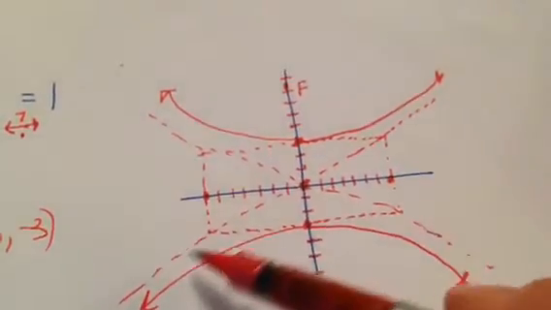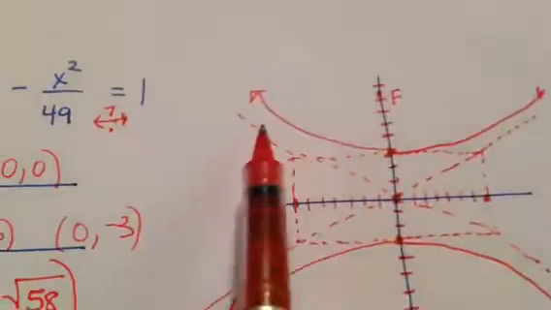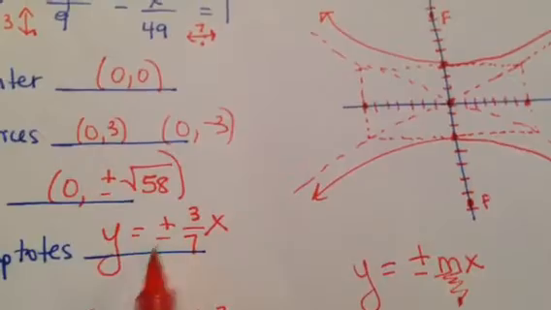There's two lines. One time it has positive slope, so that's why I have the little positive sign. One time it's the same asymptote, but it has a negative slope, and that's why I have the little negative sign right there. Okay? Now, let's try another one.